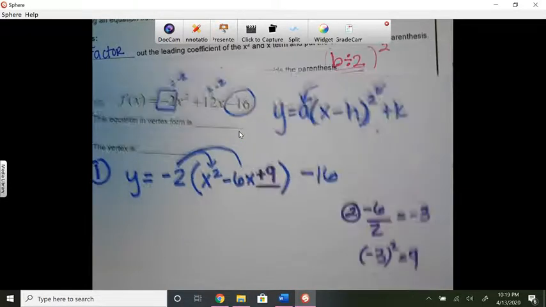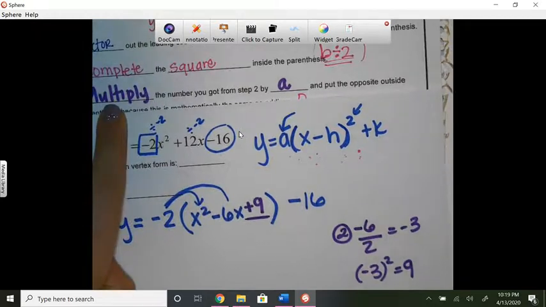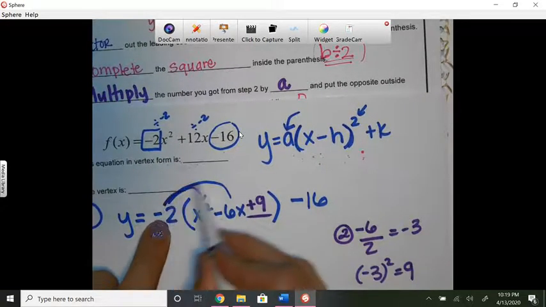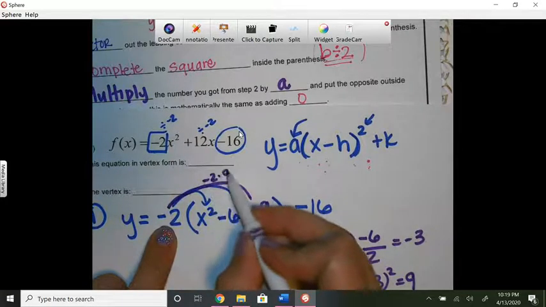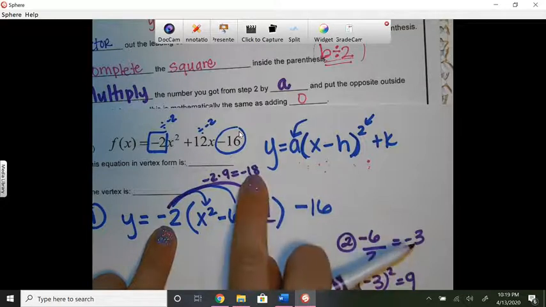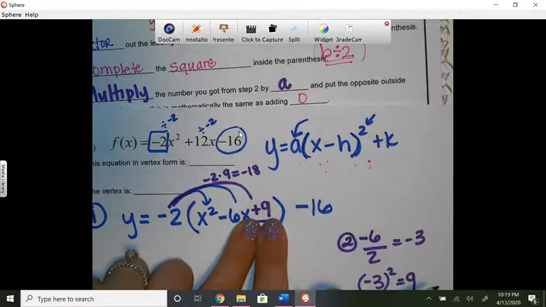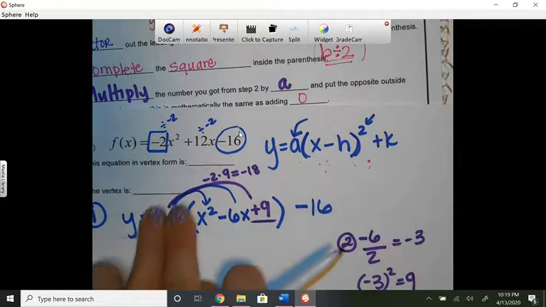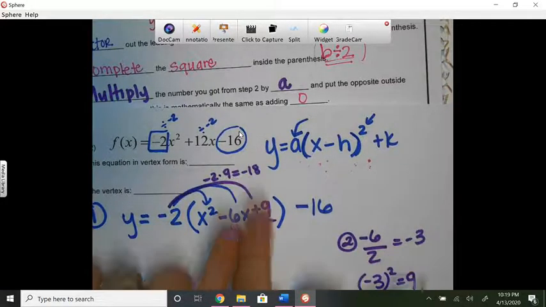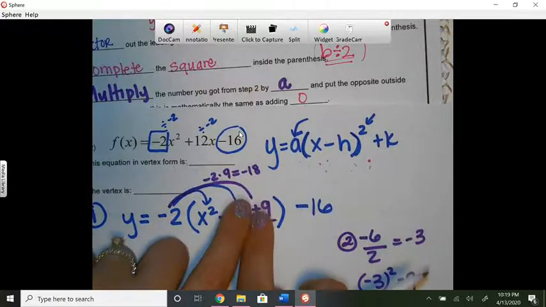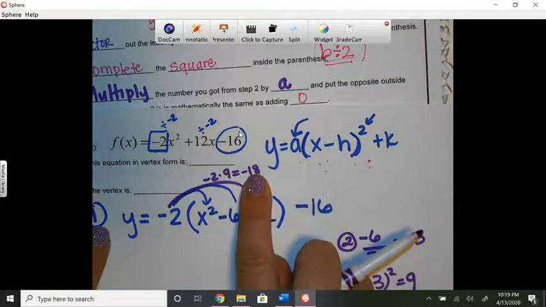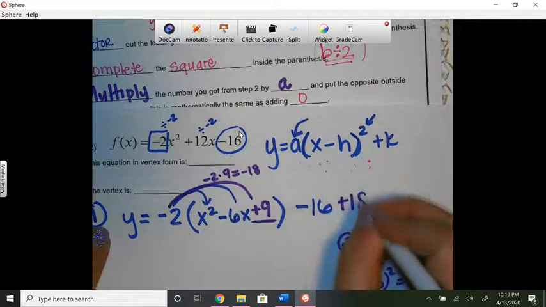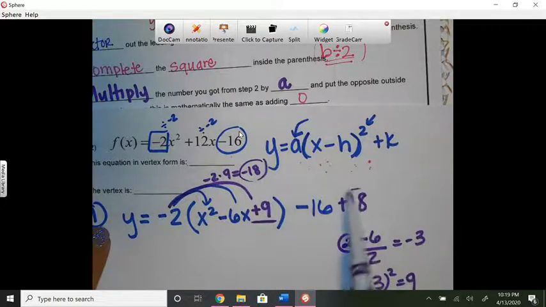Now, it says step 3 is to multiply this number here with this number here. So multiply these two. So negative 2 times 9 is negative 18. So what we did, we didn't put 9 on this side. Because it has this number right here, we put negative 18 on the right side. So if we put negative 18 on the right, we have to put the opposite of negative 18, which is positive 18, here. So when we combine these two here, it's like I added 0 because they're opposites.